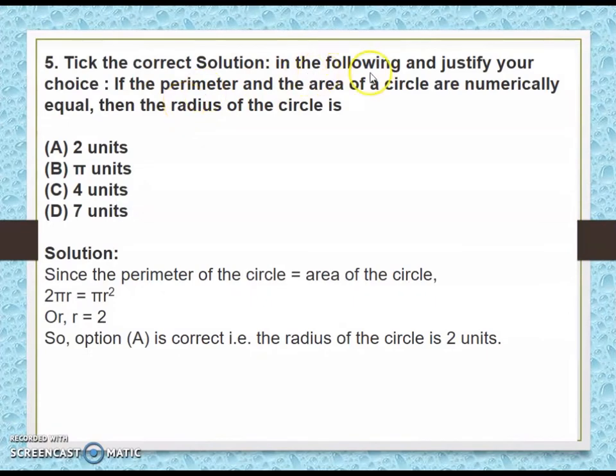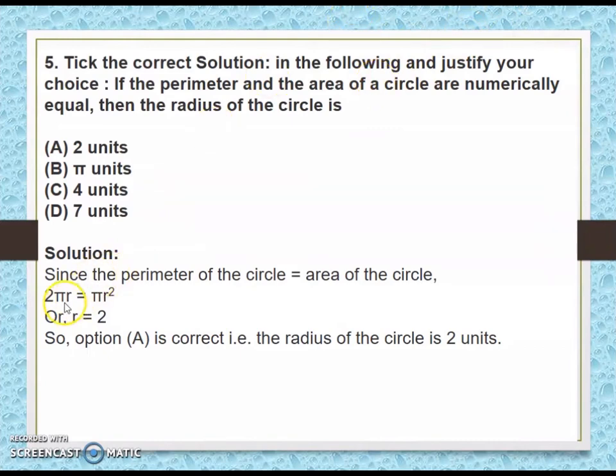Now you have to choose the correct option out of these. Justify the choice. Justify the choice means that you will be showing a few steps also. If the perimeter and the area of a circle are numerically equal, then what is the radius of the circle? So perimeter and area numerically equal means 2 pi r and pi r square are equal. We don't know the radius, we have to find the radius. So take it as a variable r initially.